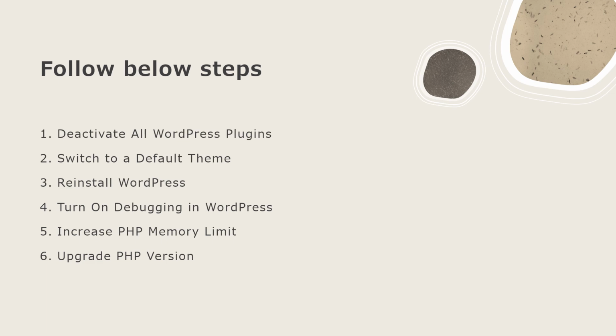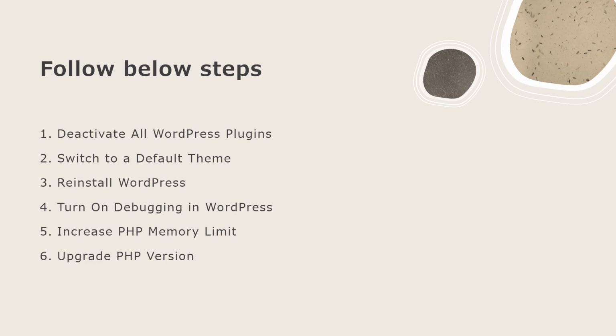Next step is to switch to a default theme. Sometimes when you install a new theme or create a child theme, you might face this problem due to unsupported functions or something wrong with the PHP code. Then switch your theme to a default theme. Right now it's 2025, so you should have that 2025 default theme in your WordPress installation.